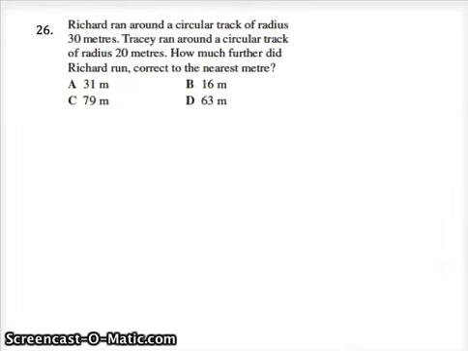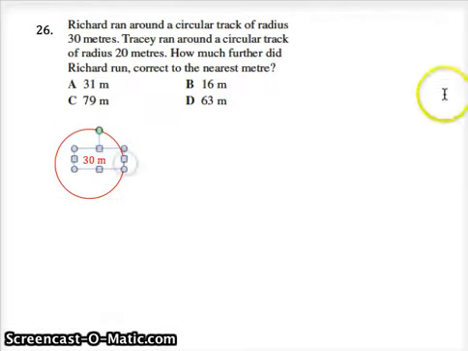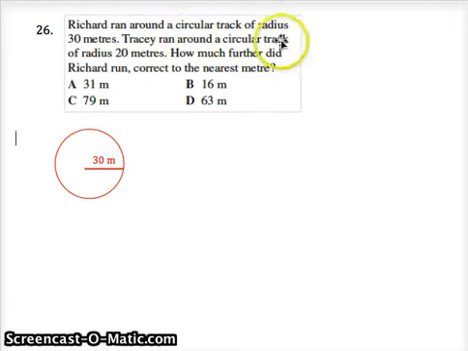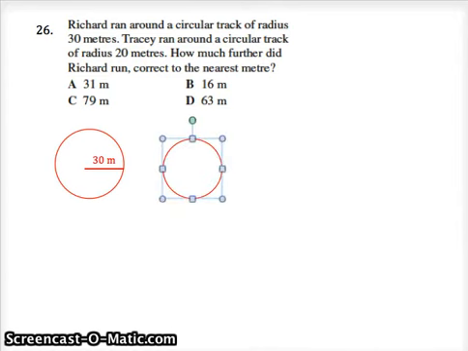This is question 26. Now we're told that Richard ran around a circular track of radius 30 meters. I'm just going to draw a diagram of that. So we've got a circle track there, and the radius is 30 meters, so I've just drawn that in. And we're also told that Tracy ran around a circular track of radius 20 meters, so I'm just going to draw that in as well. So this is what Tracy did. Her circle's got a smaller radius of only 20 meters.